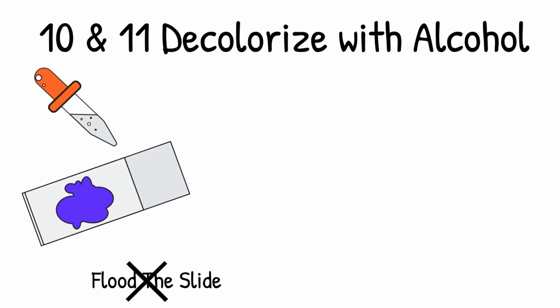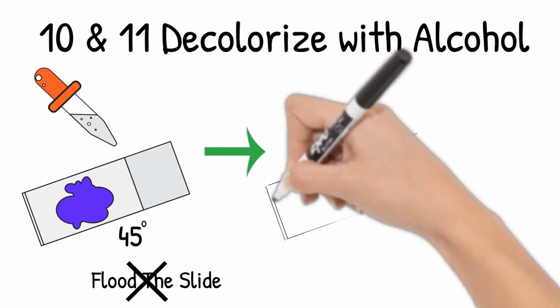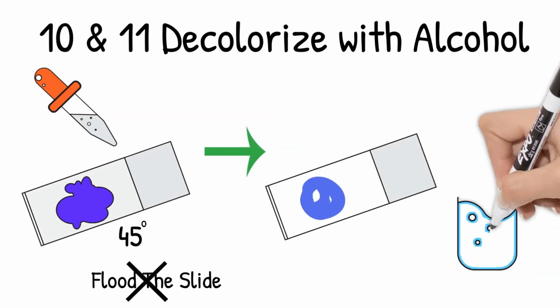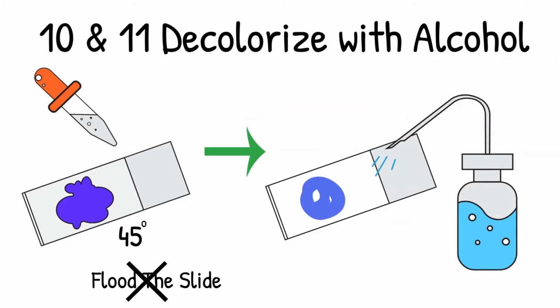Anchor the slide at 45 degrees and drop the alcohol onto the slide until you don't see any color coming off, and immediately rinse with water. If you do not rinse with plenty of water right away to stop the reaction, you may decolorize the gram-positive bacteria. This is a very important and sensitive step.